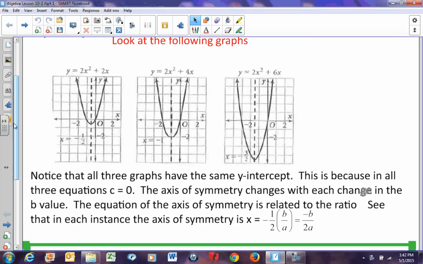In this first graph, we have y equals 2x squared plus 2x. And in the second graph, we have y equals 2x squared plus 4x. In the last graph, we have y equals 2x squared plus 6x. Notice that all three graphs have the same y-intercept. They are intersecting the y-axis at the same point. We have a y-intercept right here, right here, and here. Those points don't change. It still crosses the y-axis at 0, and it looks like -1.